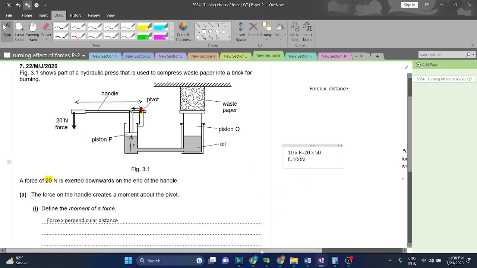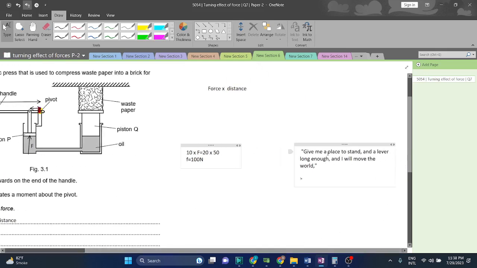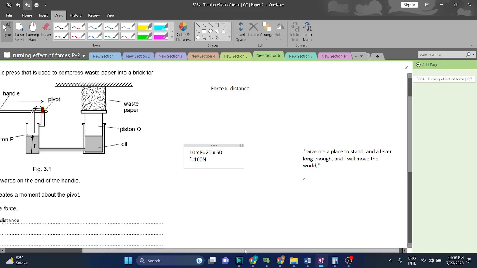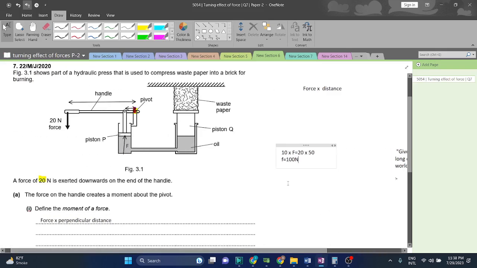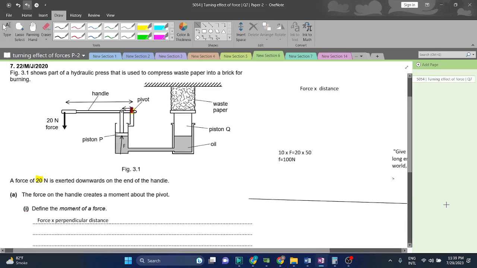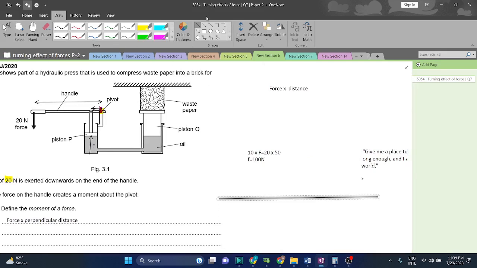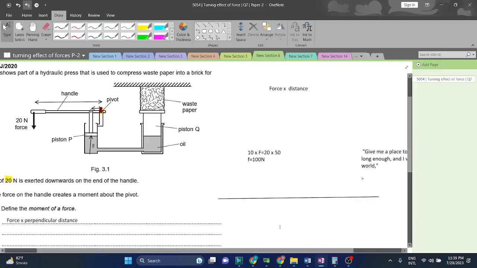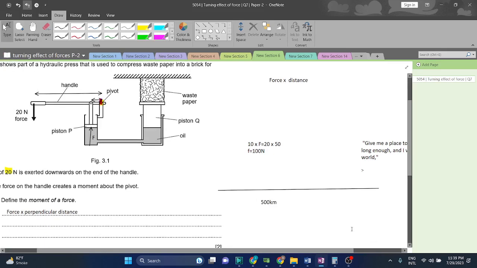And another great thing, a great quote: give me a place to stand and a lever long enough, and I will move the world. This was a quote that if you have a lever long enough, you can lift anything, right? अगर आपके पास this is a lever of 500 kilometers and you're applying a force of 1 Newton.